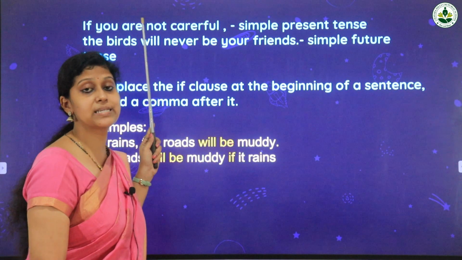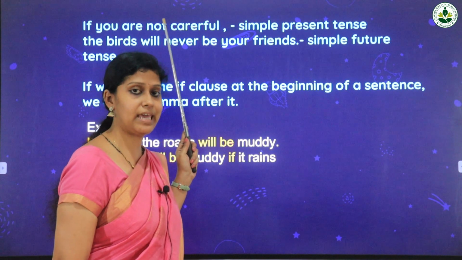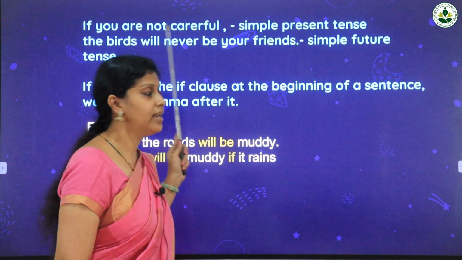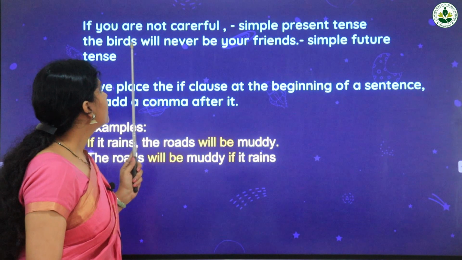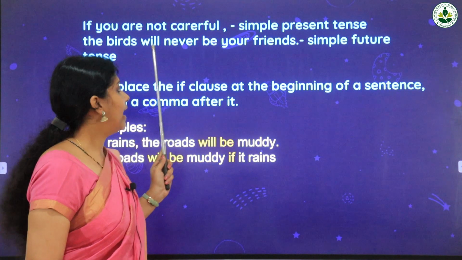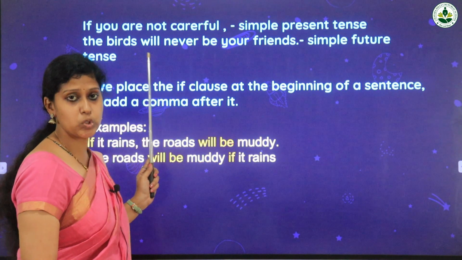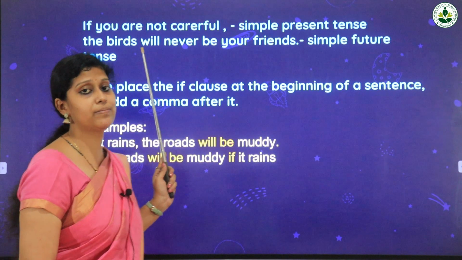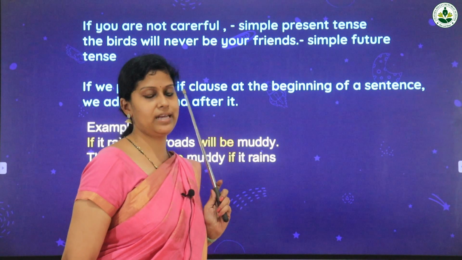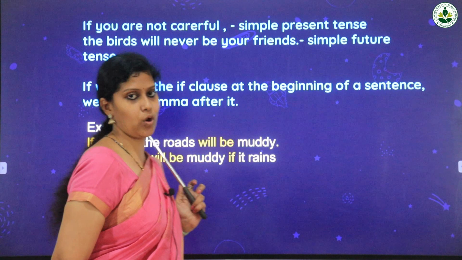The first part is in simple present tense and it begins with if, then it states a condition. Then the second part is a main clause and it is in simple future tense and it states the possible outcome of the first part. That is the major specialities of if clauses.